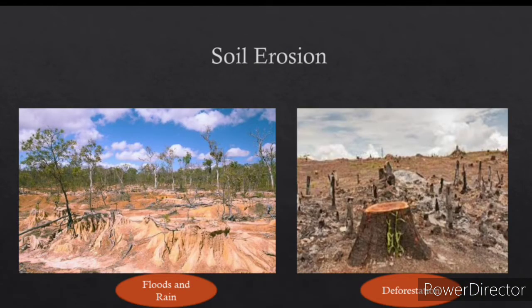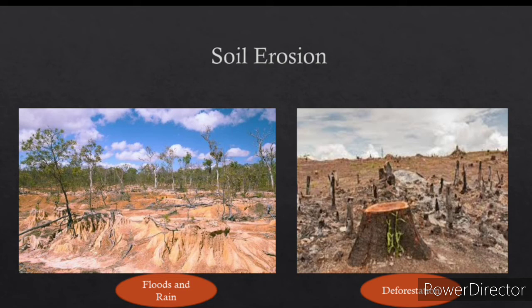Now the next topic that we are going to discuss is soil erosion. So what do we mean by soil erosion? The removal of the top layer of soil due to excessive rain or wind is known as soil erosion. Here in this slide you can see the factors that affect soil erosion. The first one is floods and rain. Floods and heavy rain wash off the trees, plants and soil.